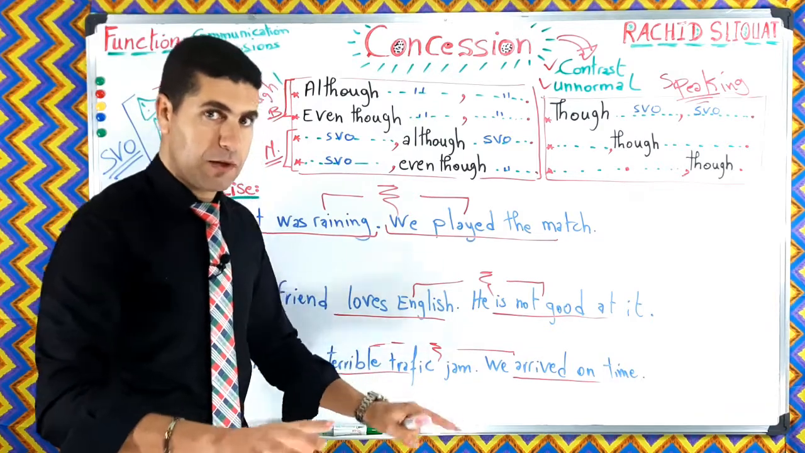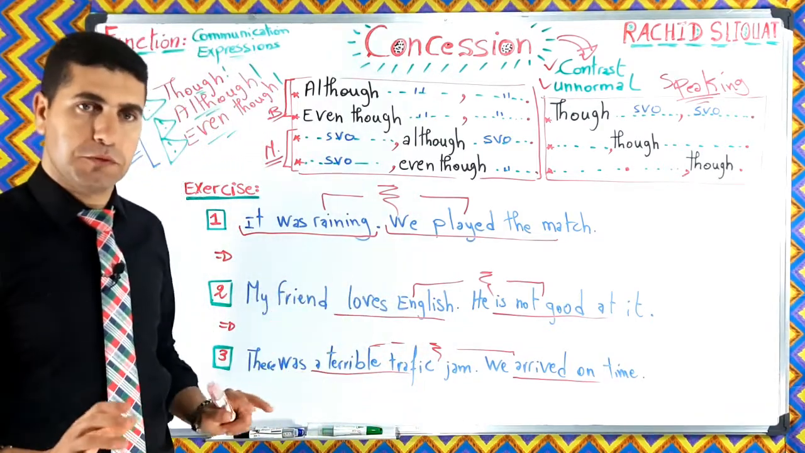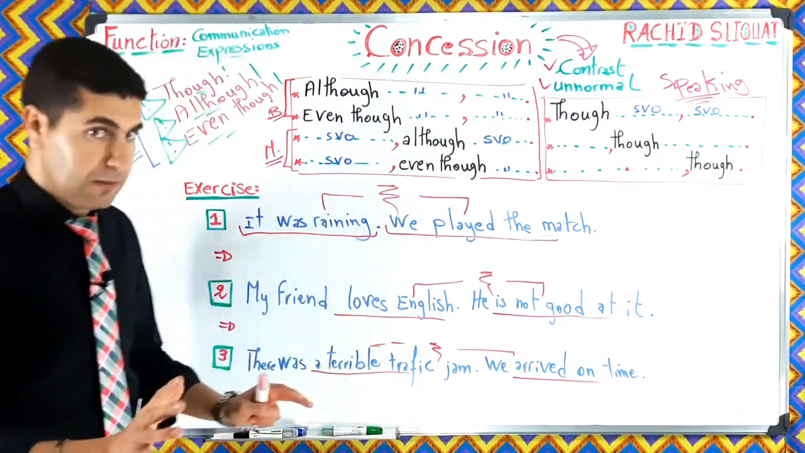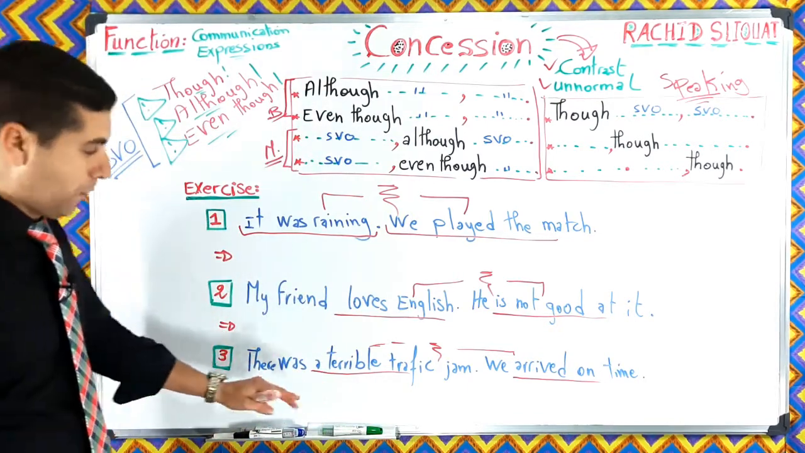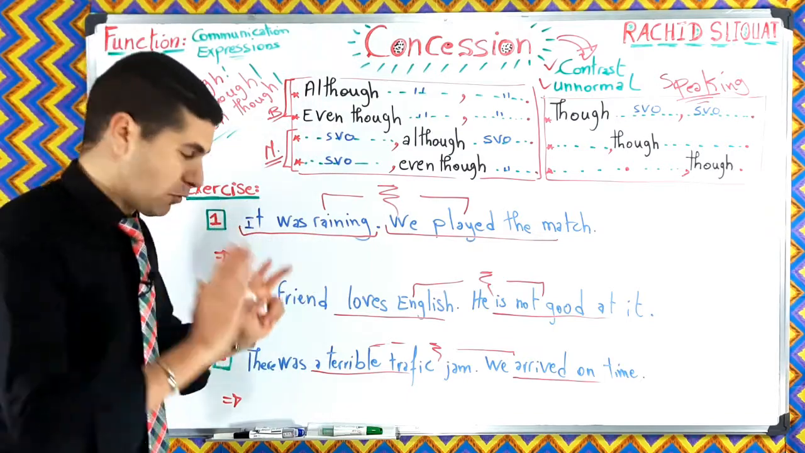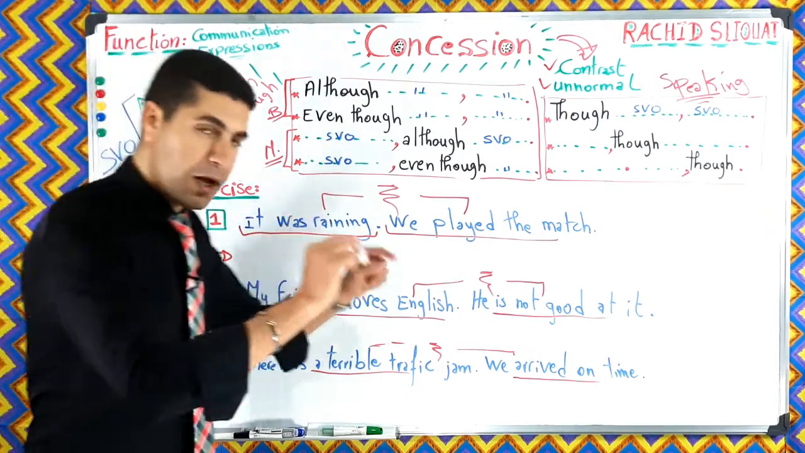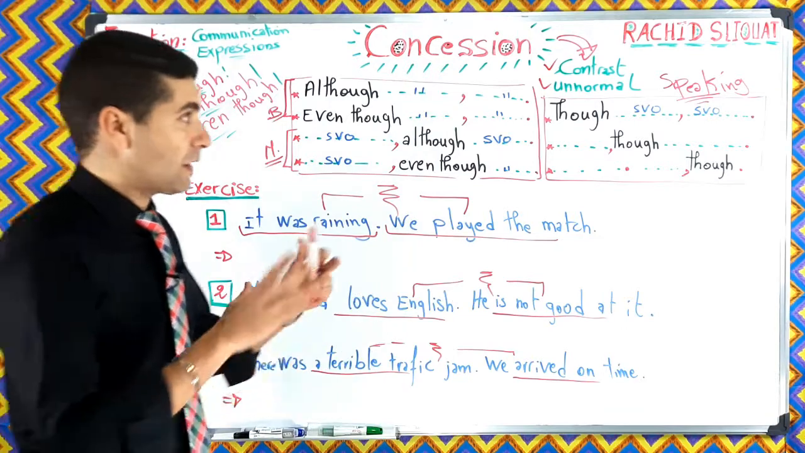You can't arrive on time. You arrive late, for example, to school, or you arrive late to work, etc. But here we have contrast. We have the opposites. There was a terrible traffic jam. We arrived on time. There is contrast. There is something abnormal, okay?